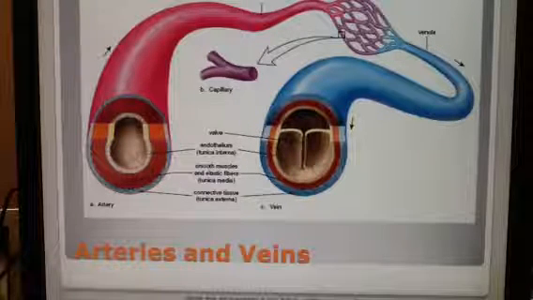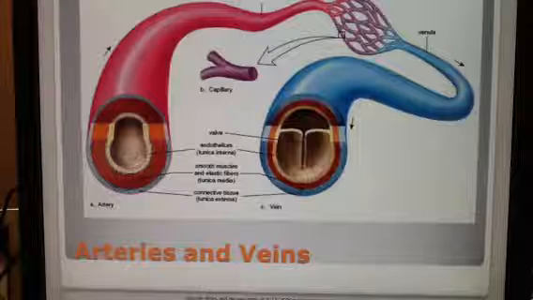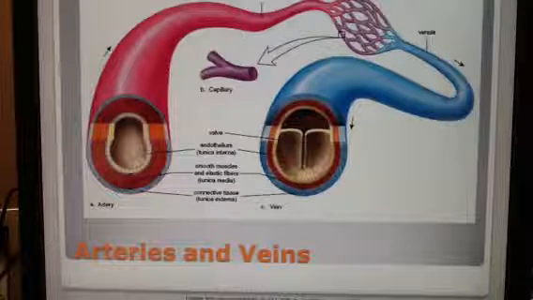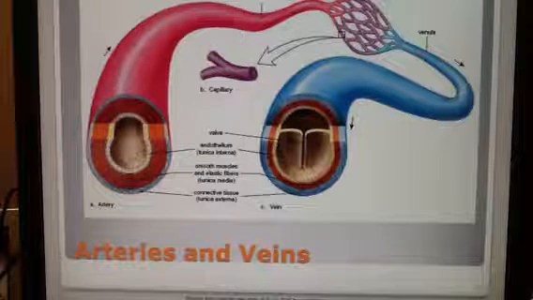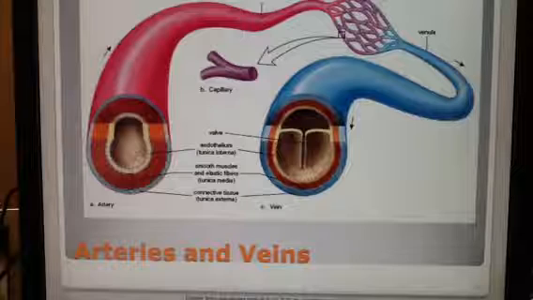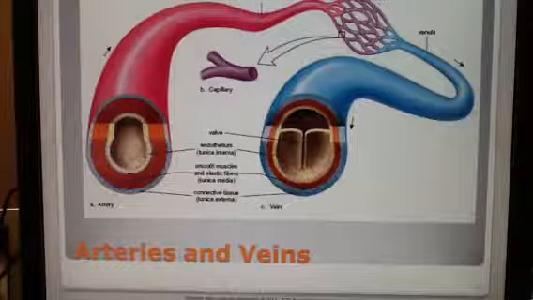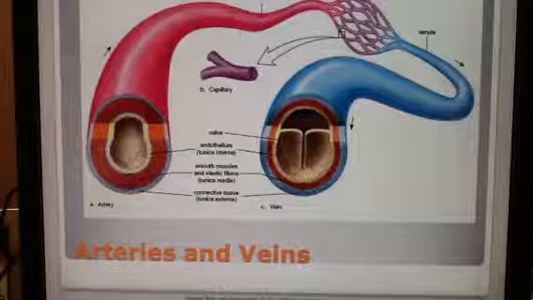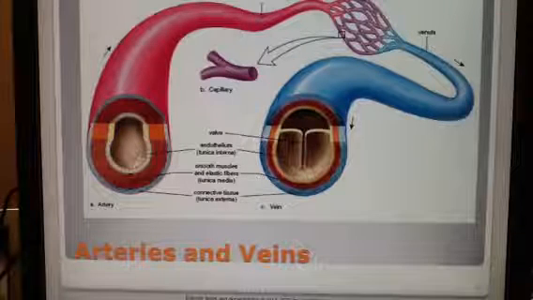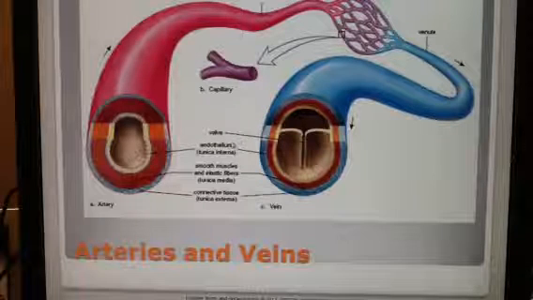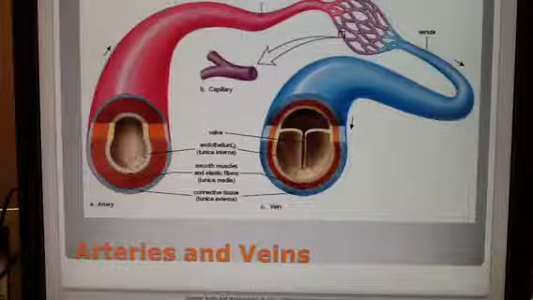The arterioles connect to capillaries, which are a connection between arteries and veins. And capillaries are the one cell layer where gas exchange happens. The capillaries then connect to small veins called venules, and then venules connect to the veins, which then connect to the heart at the inferior and superior vena cava.